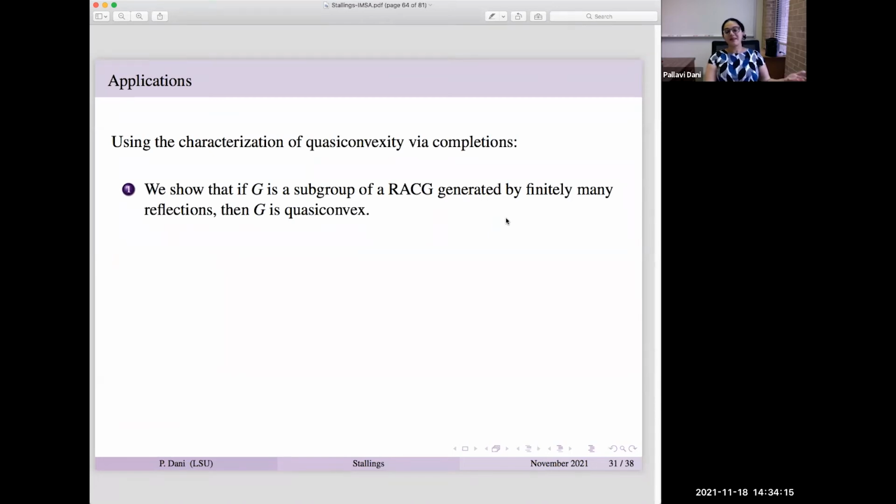Okay, so now we have some applications of this fact, namely, we can show that certain natural subgroups of right-angled Coxeter groups are always going to be quasi-convex. So one of the classes that we tackled was, if you take any subgroup that's generated by finitely many reflections, then that subgroup is quasi-convex.